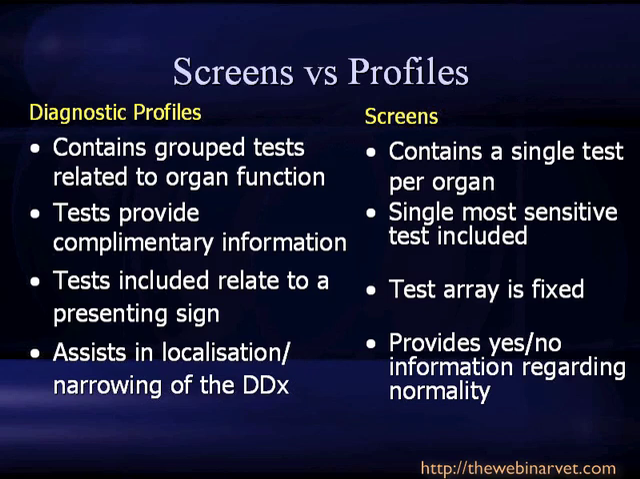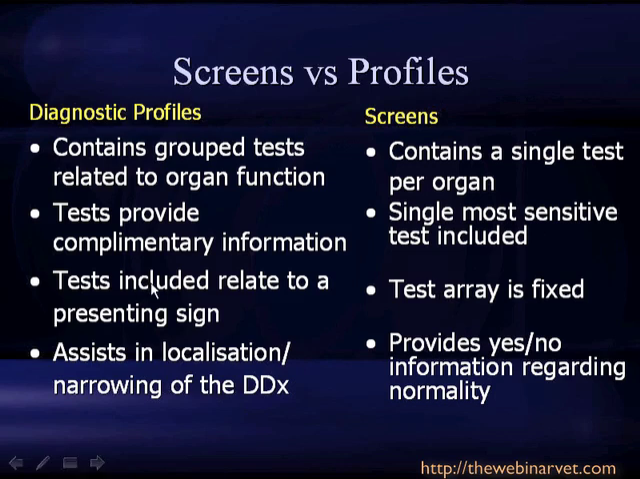And I think this is important because I don't think there's anything wrong with using screens, which are really these smaller packages that contain a single test for each organ or for each particular kind of abnormality. For example, in the liver, we use ALT as our marker of hepatocellular damage and ALP as our marker of cholestasis. There's nothing wrong with using those as long as we know that we're just trying to screen. We're just trying to find information that will tell us whether everything is normal or not.